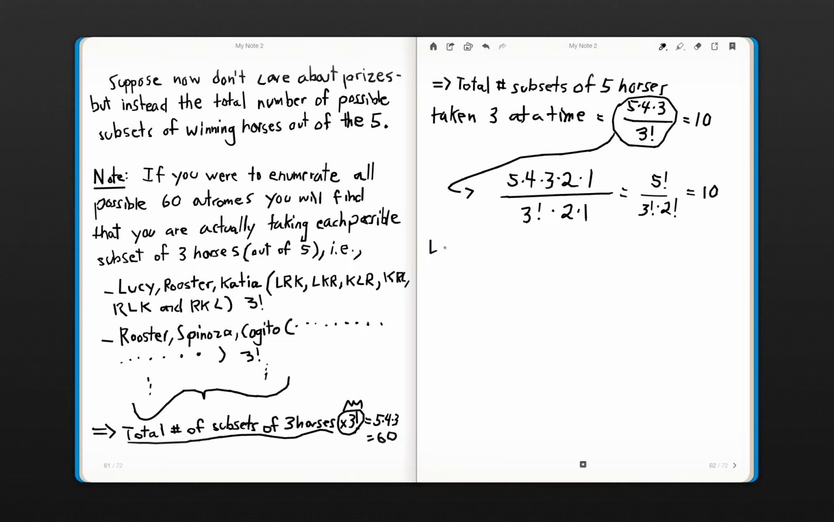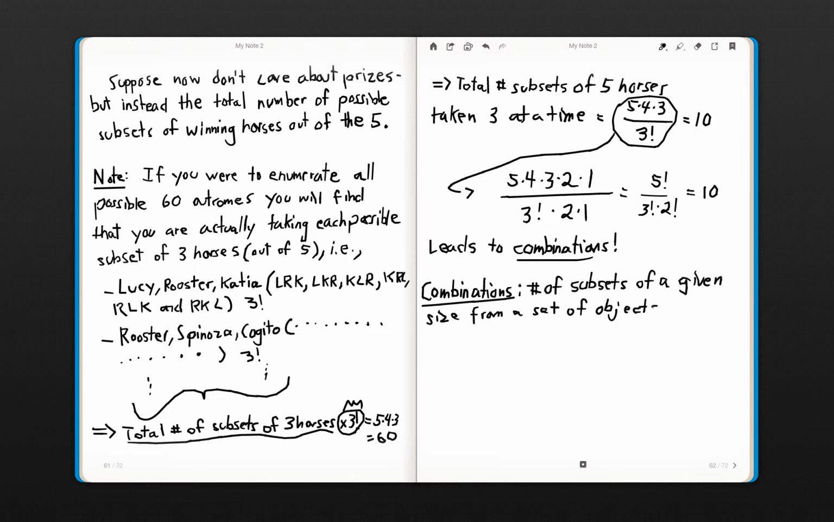And this leads us to combinations. So I've kind of derived this notion of combinations from permutations. So let's do a loose or informal definition of combinations. Okay, so loosely speaking, combinations is basically a number of subsets of a given size from a set of objects. So let's illustrate that with an example.